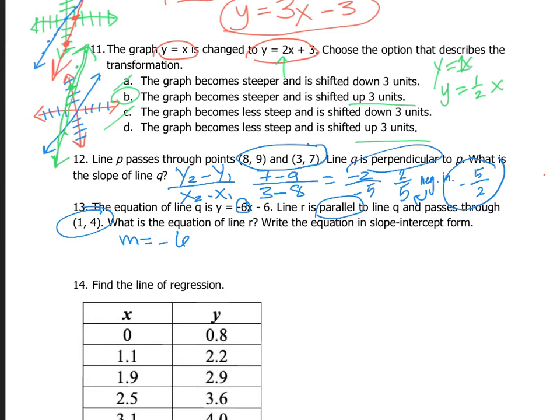Now we're going to use this point to find our y-intercept of line R, because we don't know our y-intercept, because parallel lines do not have the same y-intercept. So we need to use these points to figure out our b. So we're going to plug our information into our slope-intercept formula. So our y is 4, our m is negative 6, our x is 1, and we are looking for our b.